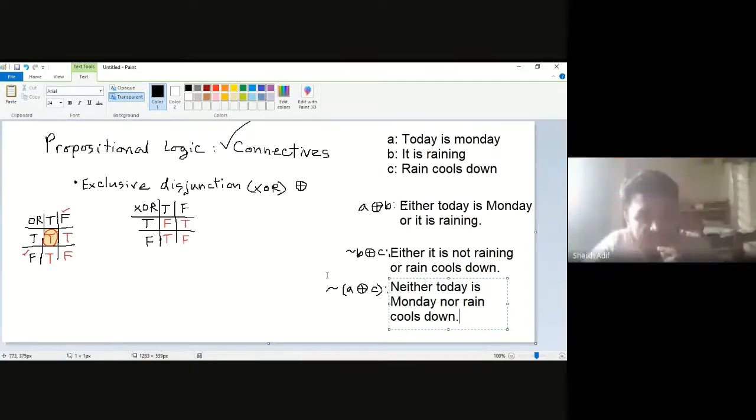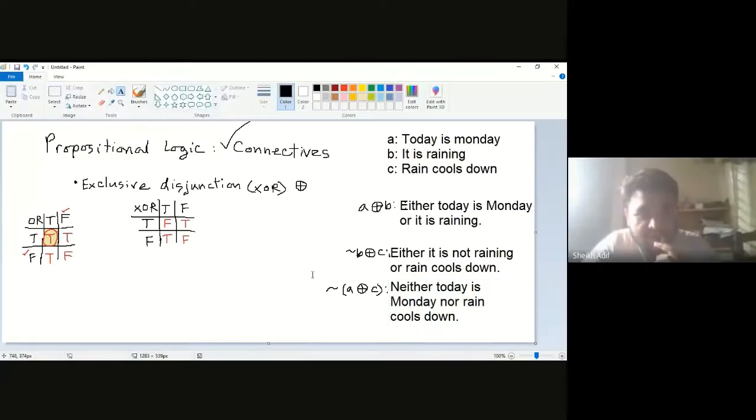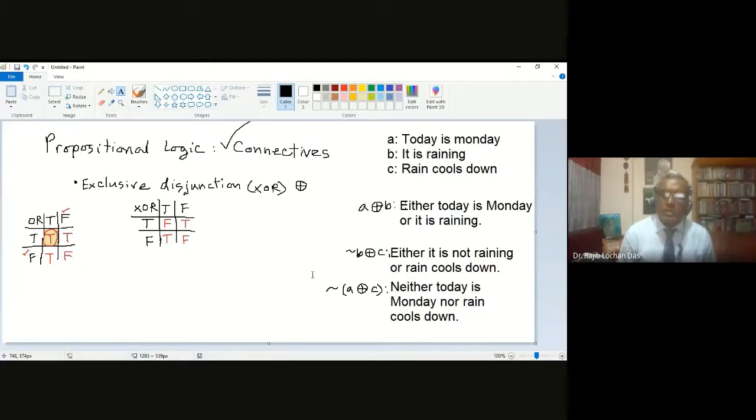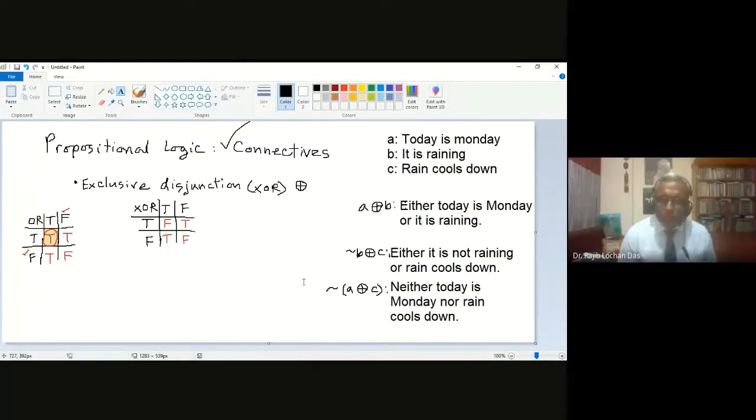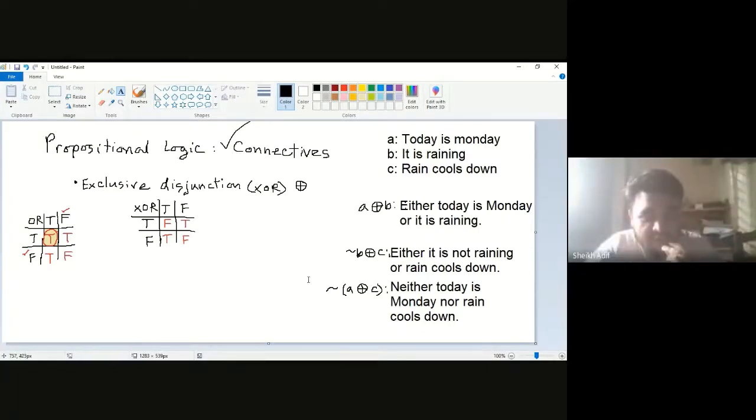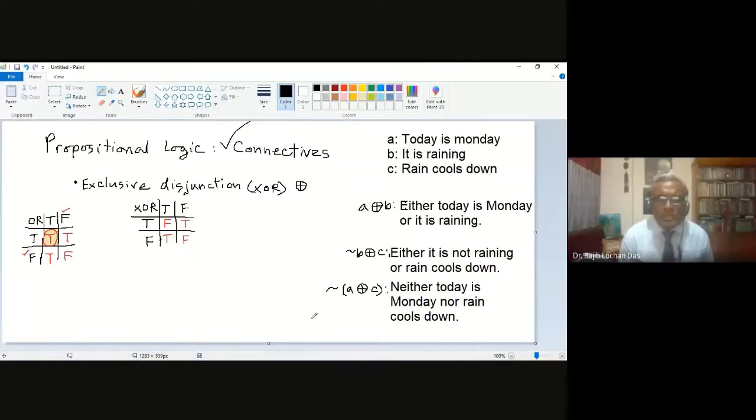Will neither A nor C be turned into not A and not C? Tell me, what is that? De Morgan's law. So with De Morgan's law, will it be not A and not C? Then what will be in between? Neither it is not Monday nor it is rain does not cool down, something like that. If you apply De Morgan's law, what will be the middle thing? For De Morgan's law, actually, and will change to or, and or will change to and.